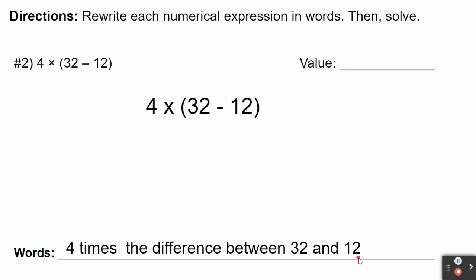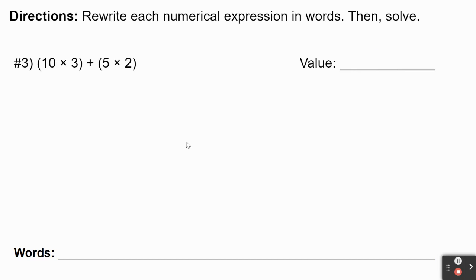Let's go ahead and solve this. Since we do have grouping symbols here, we're going to solve what's inside of them first. 32 minus 12 is 20, and now we can multiply our answer 20 times 4, which is 80. So the value or answer is 80. Let's try one more problem.